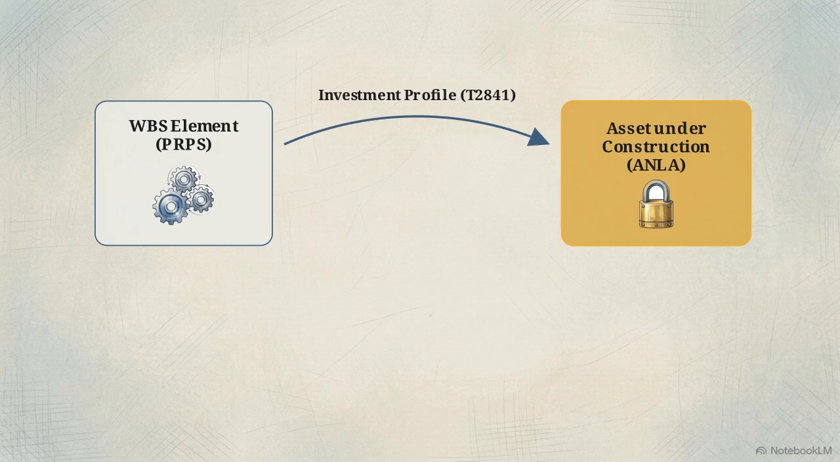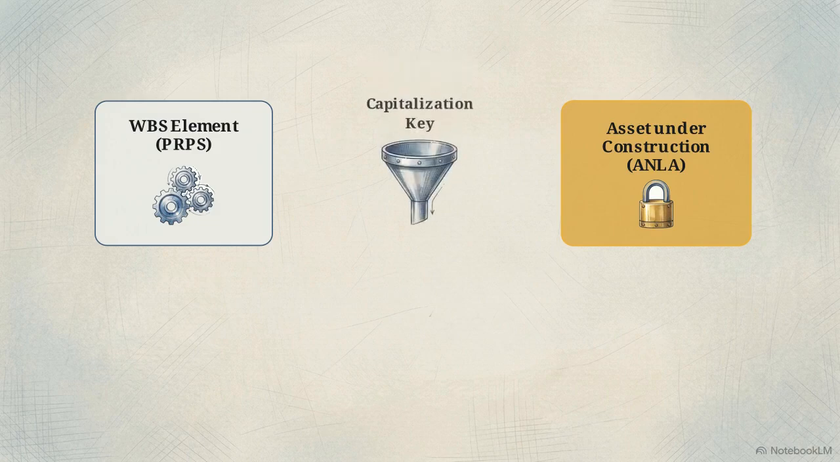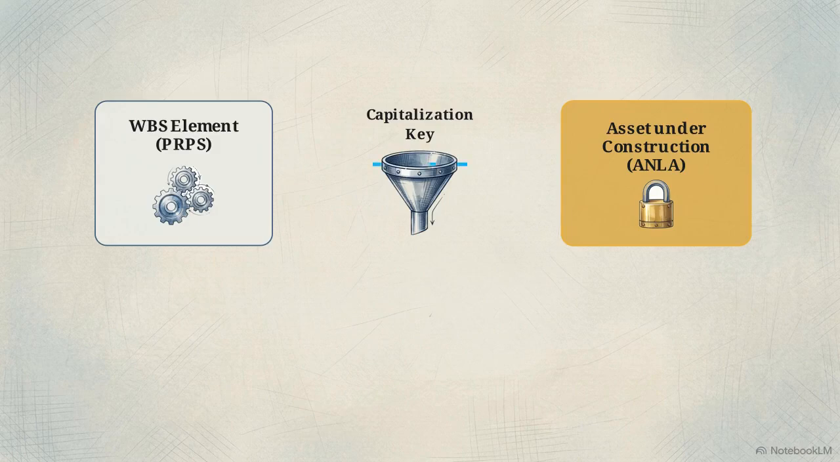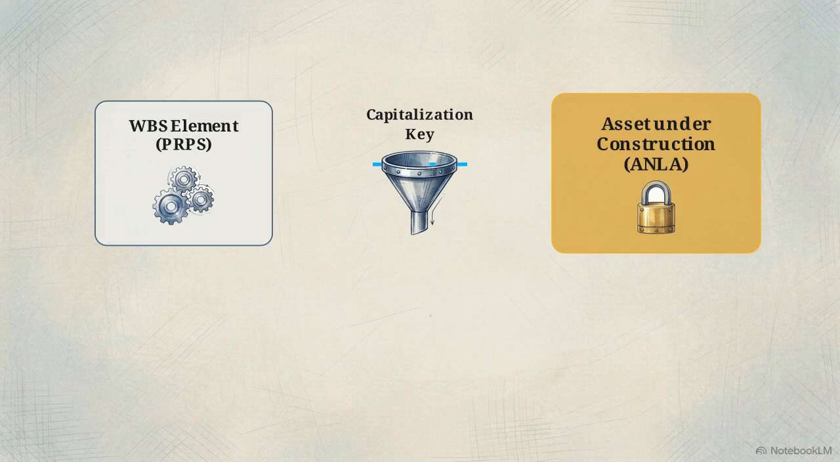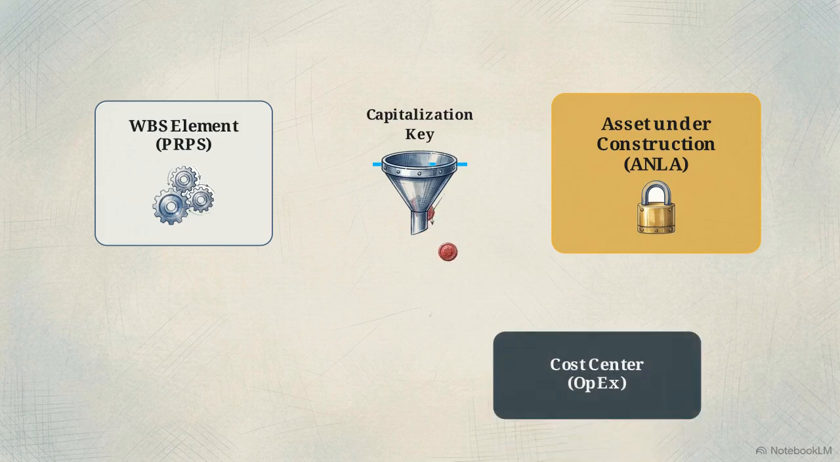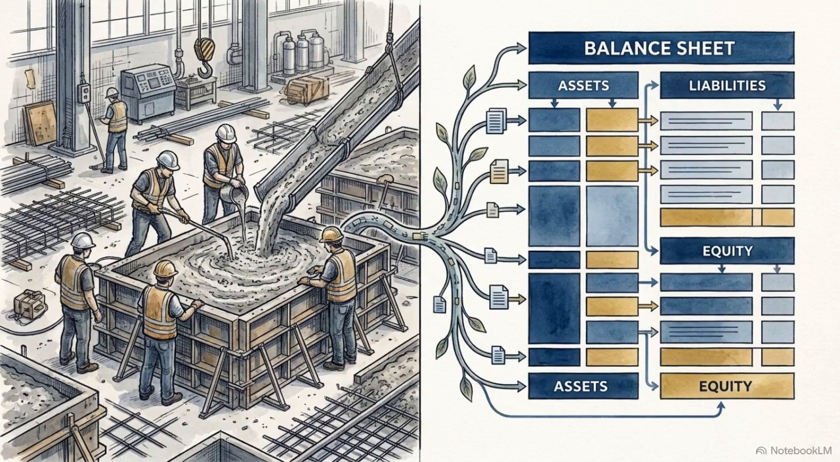At month end, the system runs periodic settlement. Costs flow from the WBS into this filter, labeled capitalization key. This key applies specific accounting rules to dynamically split the expenditures. Capitalizable costs, like freight and installation, flow to the asset under construction on the balance sheet. Non-capitalizable expenditures, like employee training or startup inefficiencies, are settled to cost centers as current period operational expenses on the P&L. This bridge isolates physical project execution from final financial capitalization, keeping the balance sheet statutorily clean during construction.